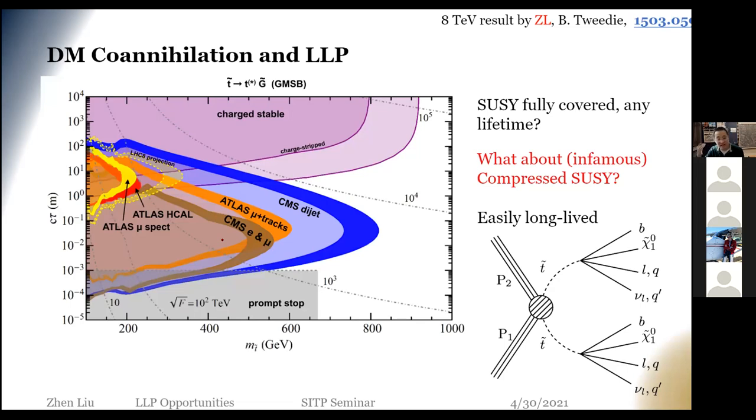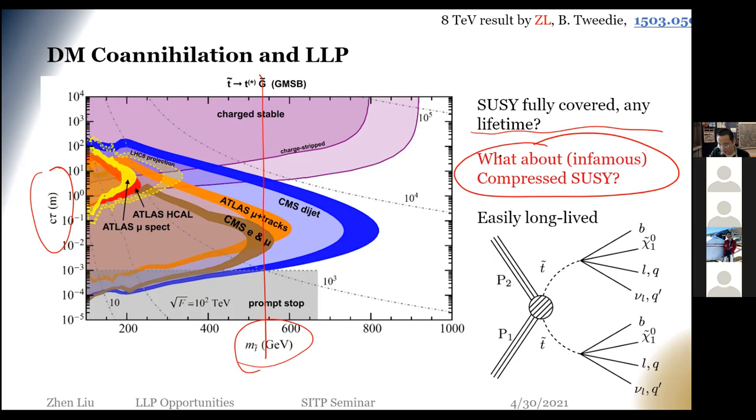But let's step back a little bit and think about the current status of stop searches. It seems like SUSY stops are fully covered as a function of mass versus lifetime. We covered long lifetime, medium lifetime, and prompt. So we have full lifetime coverage for a stop of 500 GeV or below, and we are continuing to improve all that knowledge. But the question is, what about this infamous compressed SUSY? We know once we compress it, we can hide it.